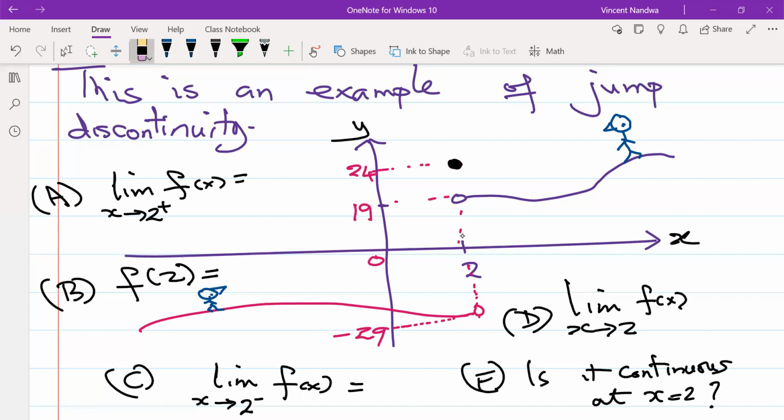I just thought that probably drawing it will help you to answer the question. So let this be a boy and let me draw a girl here.